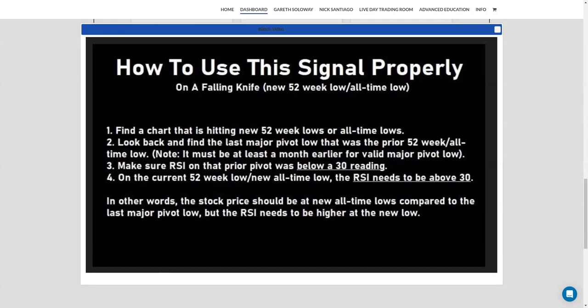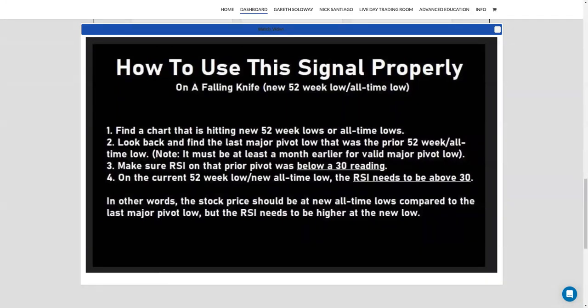All right, once you have that list or once you have a specific stock, you look back and find the last major pivot low that was the prior 52-week or all-time low. Note, it must be at least a month earlier, like we said, if you're keying off the daily chart, okay? Make sure the RSI on that prior pivot was below 30. So we're going into extreme oversold on the RSI. It has to be below 30 on that first pivot low.